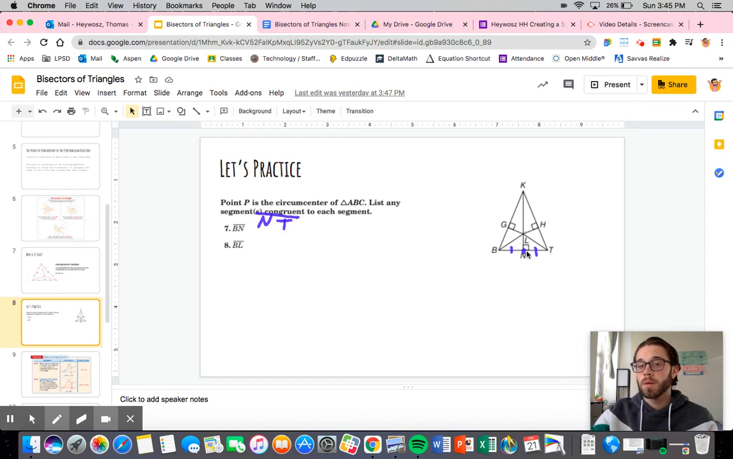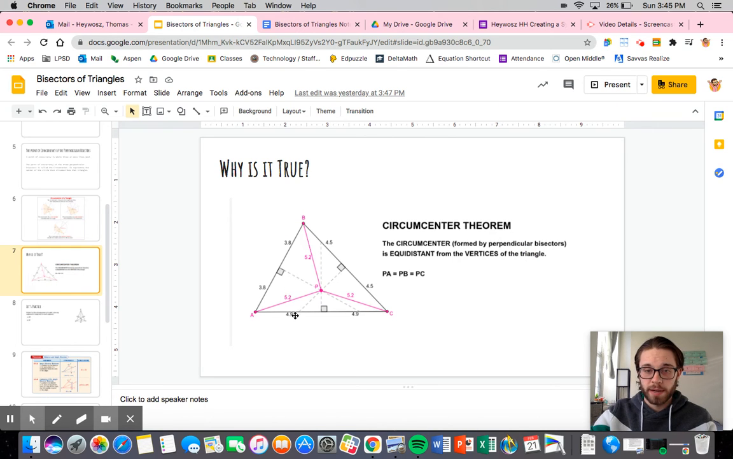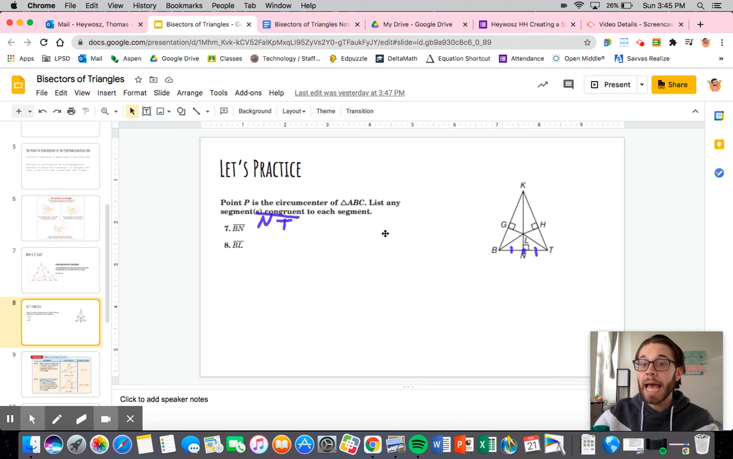Now, that's all we know thus far, right? If we went back to that previous picture, if I gave you this one down here, this one's congruent to this, but that's it. Same thing with that one. Now, BL, that's a little different. BL goes from the circumcenter.